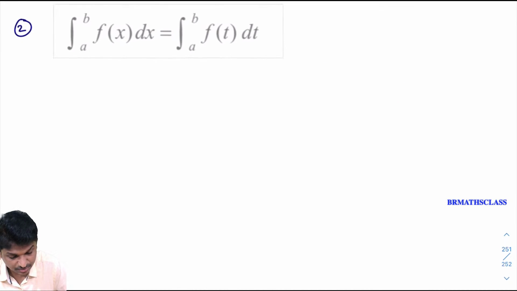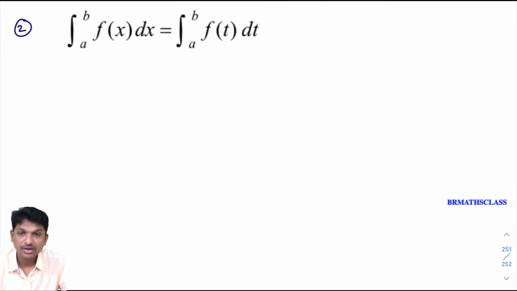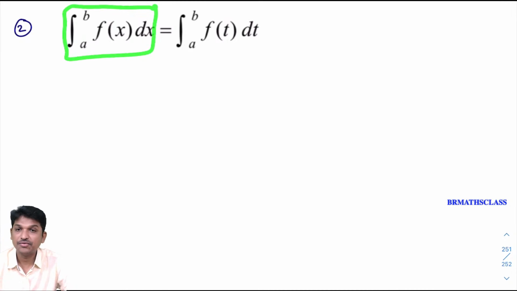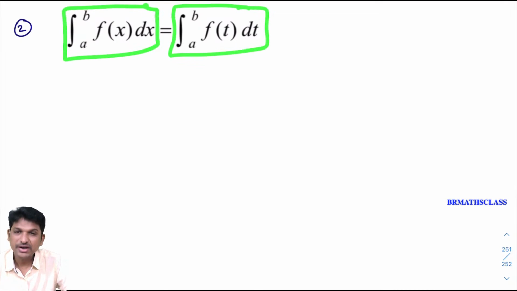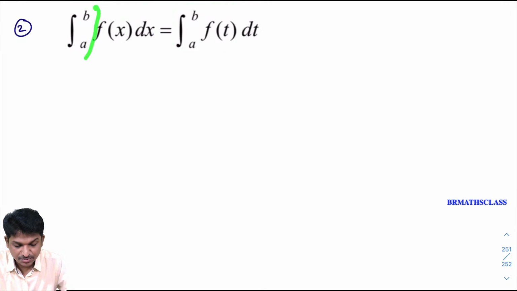Look here, this is the property they are asking you to derive. What is that? Integral of a to b f of x dx equal to integral of a to b f of t dt. What did you identify in these two things? Integral of a to b, this part is the same.